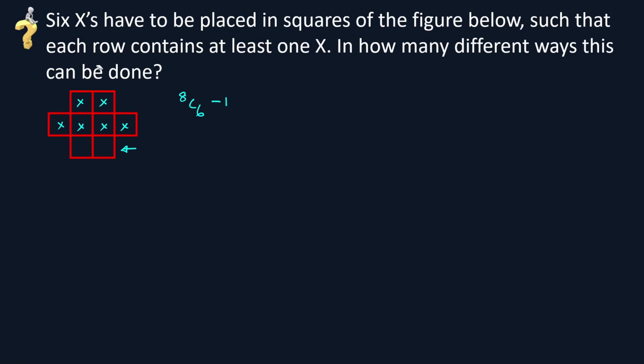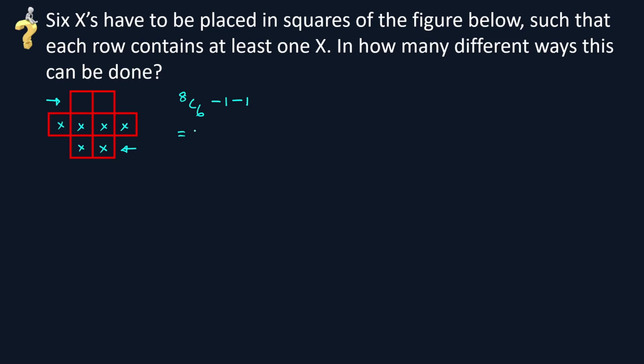The option can be like this also. We have chosen, let us say, these 6 squares. In that case, this row will remain empty. Again, this is also not our case. It is not fulfilling our condition. So that also has to be subtracted from the total number of ways.